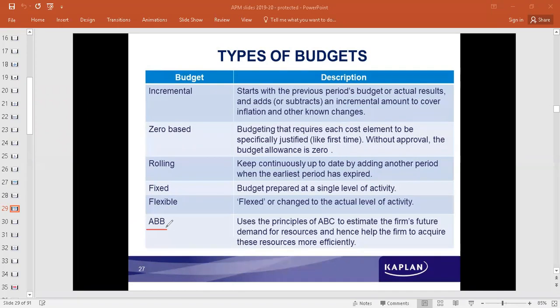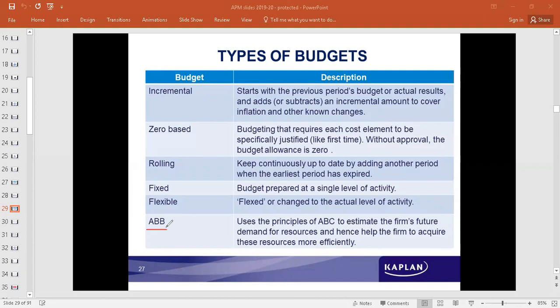the overhead costs, which are indirect costs, cannot be identified with the cost object. Therefore, to allocate these overhead costs, the principles of activity-based costing are taken into consideration to allocate them appropriately so that the cost per unit can be ascertained and selling price can be determined accordingly.